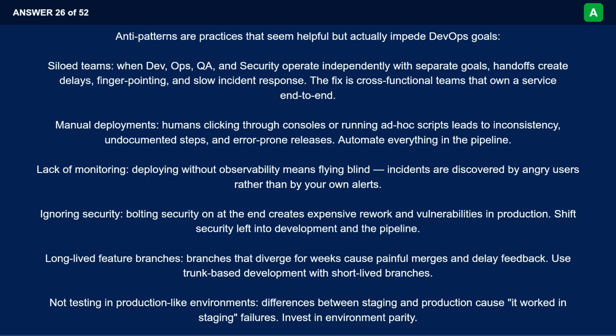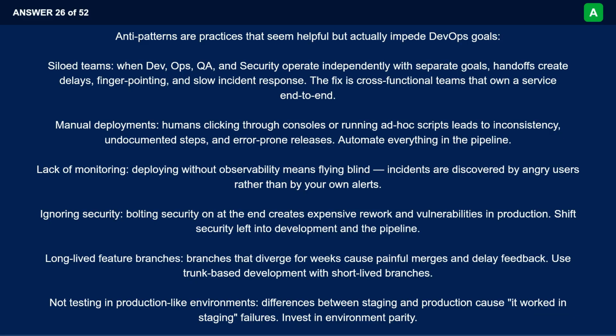Lack of monitoring. Deploying without observability means flying blind. Incidents are discovered by angry users rather than by your own alerts. Ignoring security. Bolting security on at the end creates expensive rework and vulnerabilities in production. Shift security left into development and the pipeline.